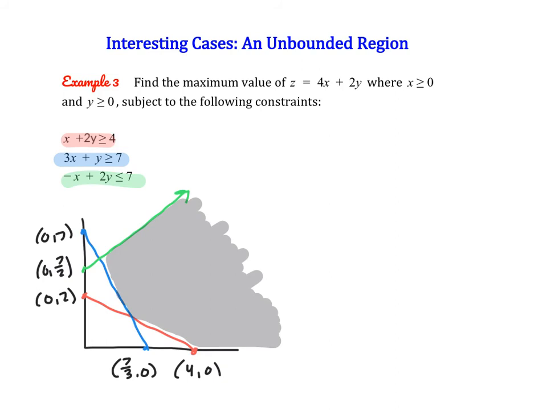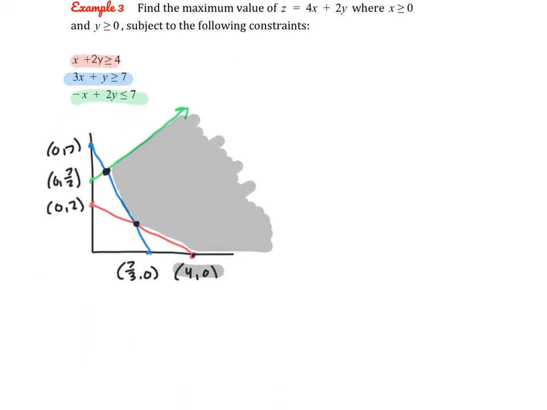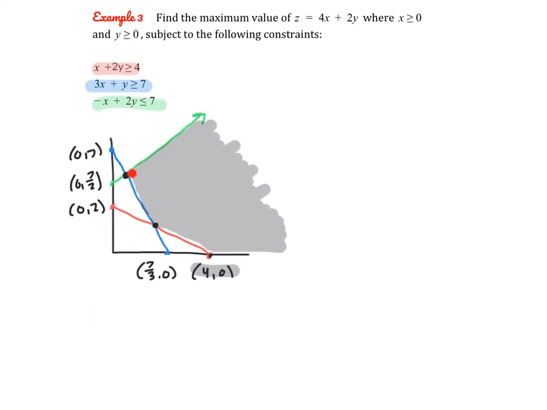So we still need to check to see if we can find a maximum value, and if it does exist, it will occur at one of our vertices. So we know one of them for our region, but we still need to find these two. So for the first one, I can clearly see that we need to solve the system between the blue and the green. So I'll start with the green equation, and I will solve for x.